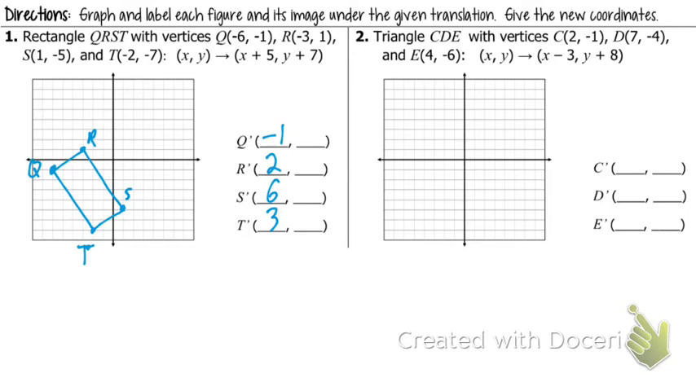Okay? Now, for the y values, we're adding 7. So let's go through those. For negative 1, back on Q, the y value of negative 1, we're going to add 7 to it, and we're going to get 6. The negative 1 plus 7 is 6, okay?